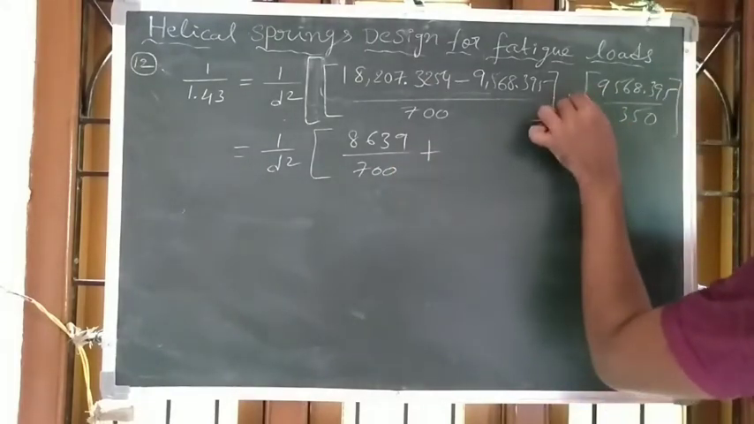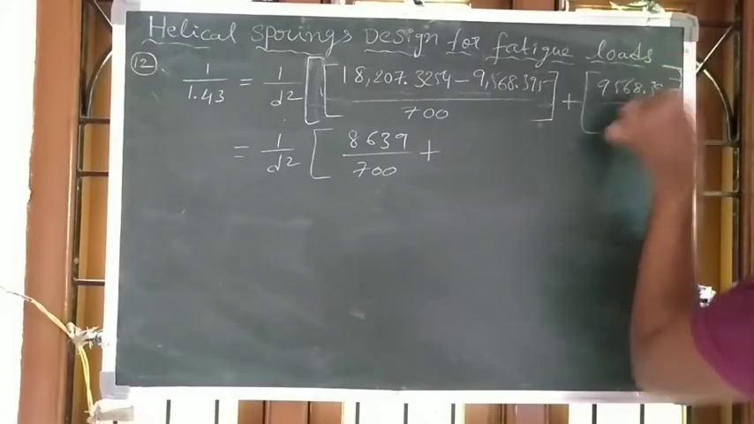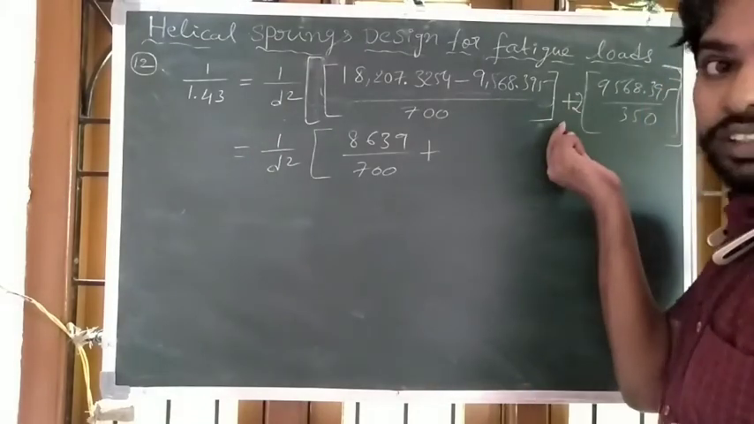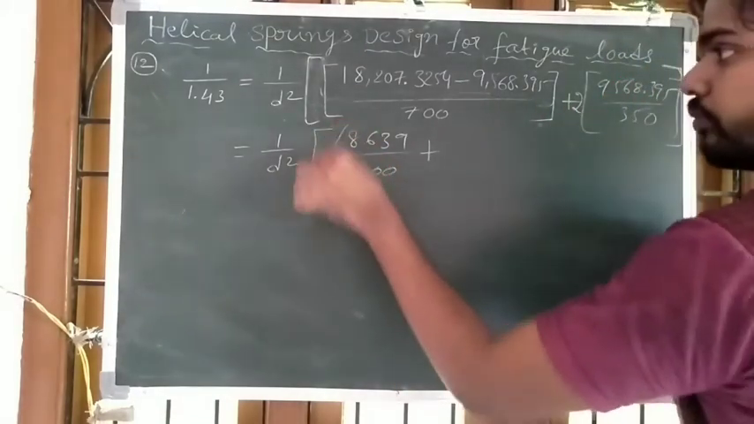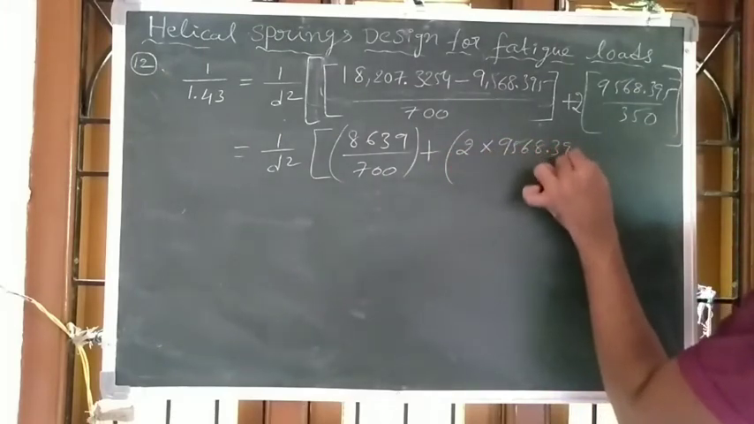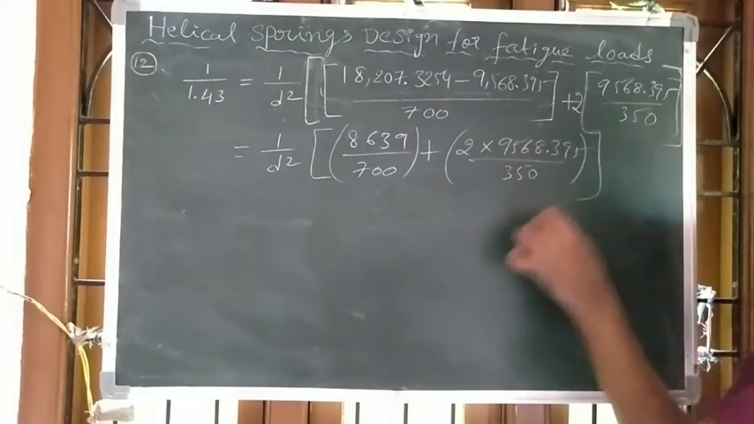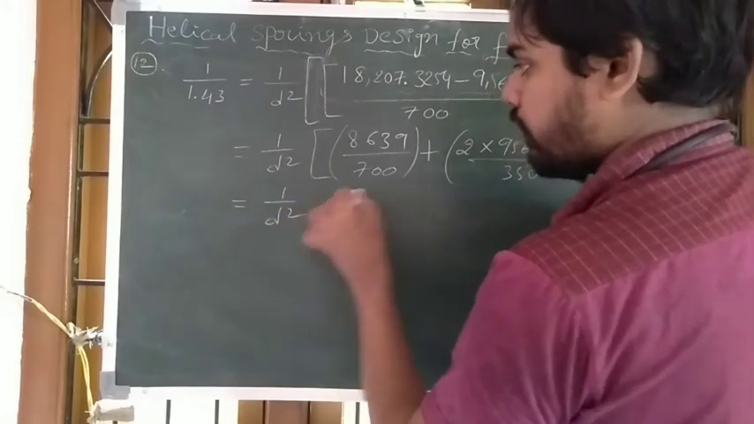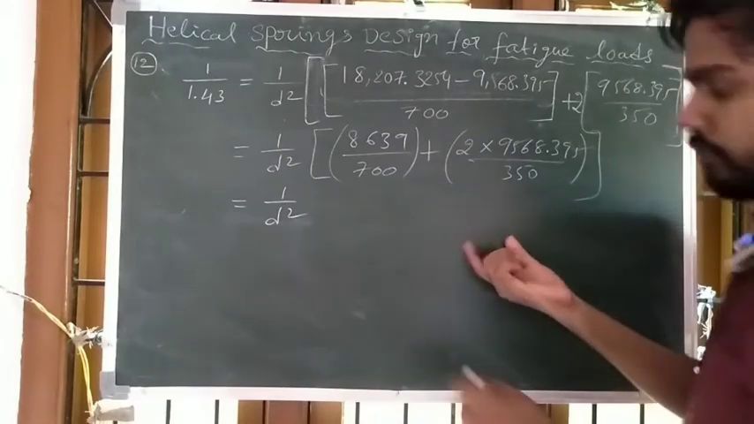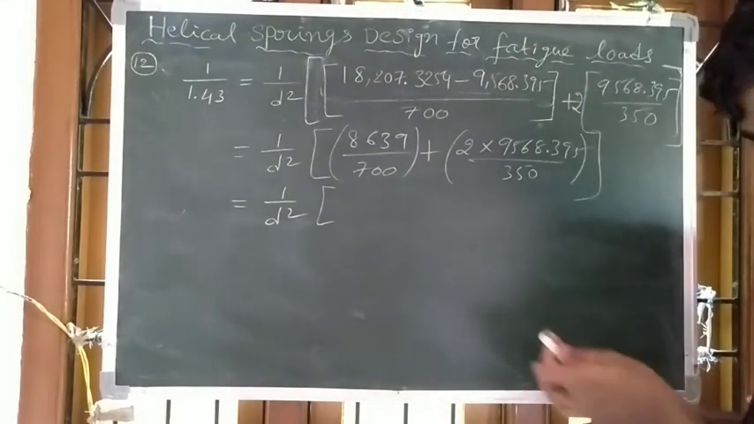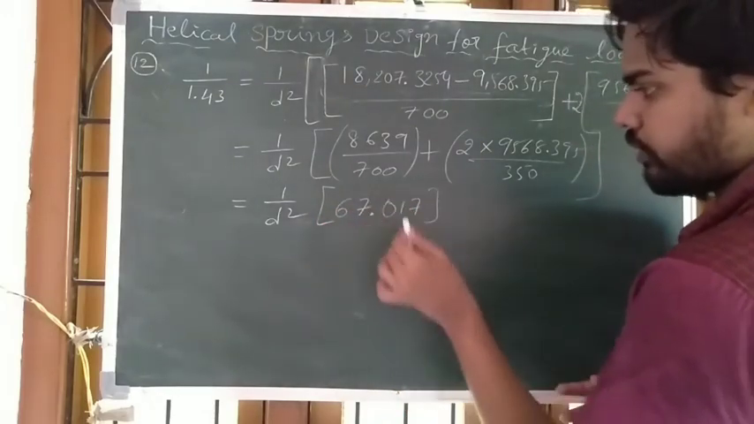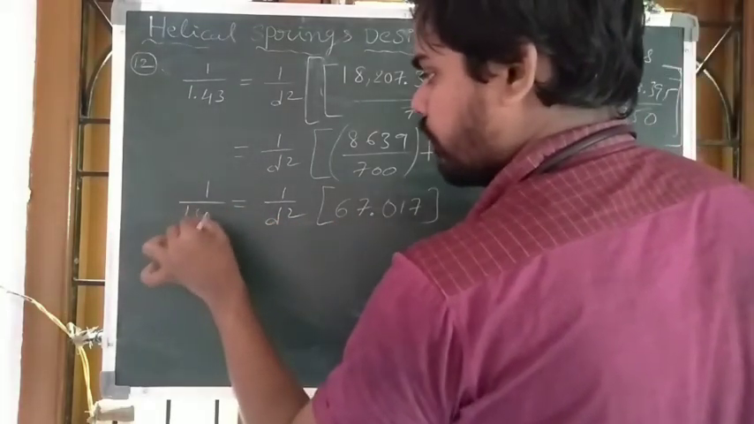here I forgot to mention 2. So here I have to close the bracket, and I have to mention 2 also there, 2 into tau v. I forgot. So 2 times 9568.395 divided by 350. If you calculate this term, you will get the value of 67.017. Please check this value once, and 1 by 1.43.